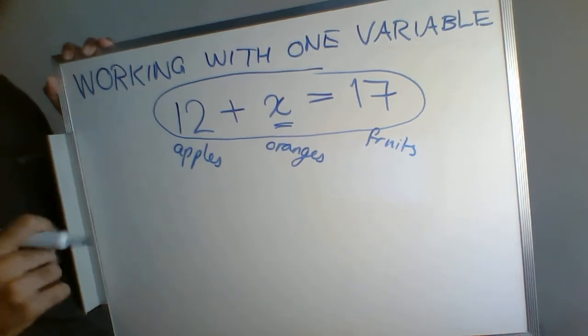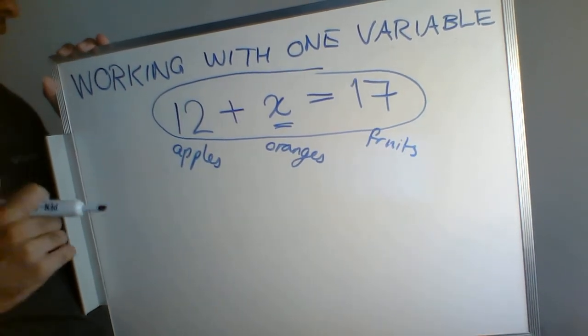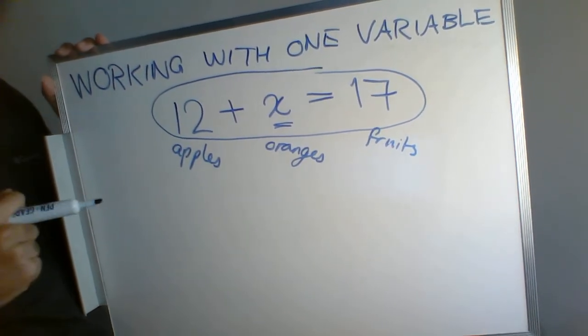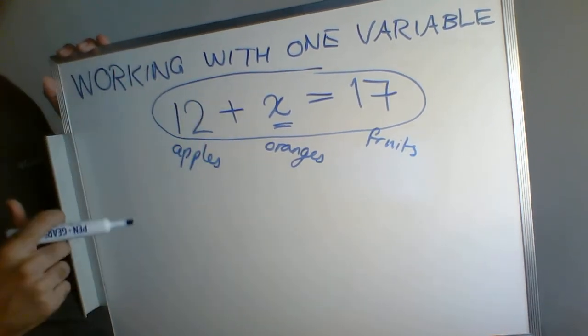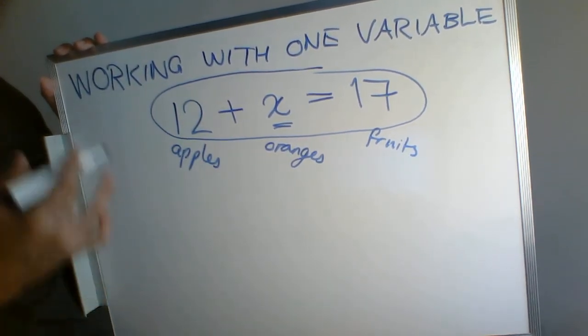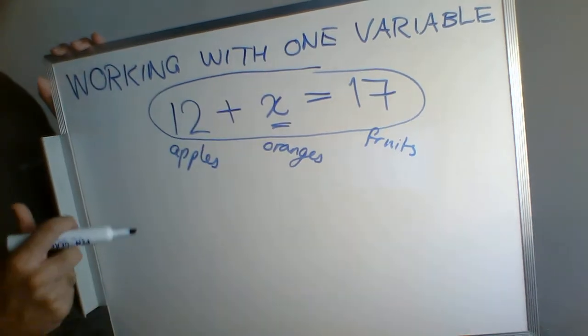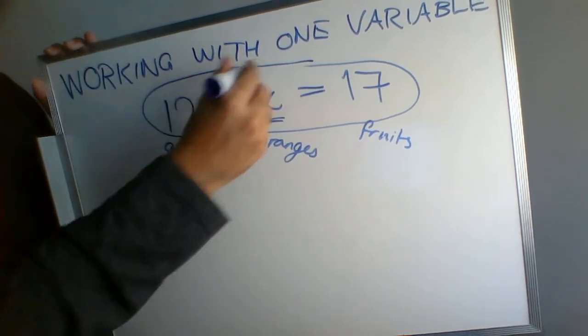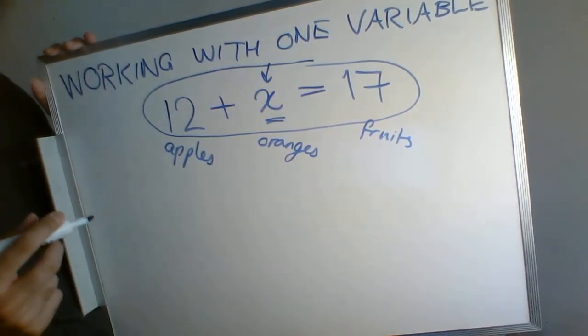So you know there are 17 fruits, you know 12 of them are apples. What must be the number of oranges that makes this equation true? So that makes it true that yes, you got 12 apples, and yes, you got 17 fruits. If those are assumed to be true, what must this quantity be?